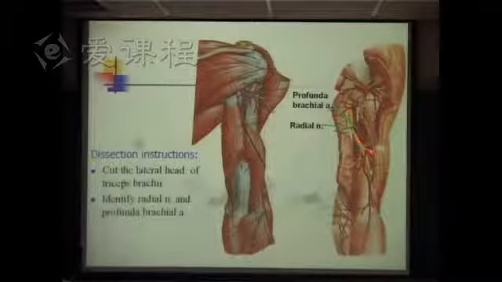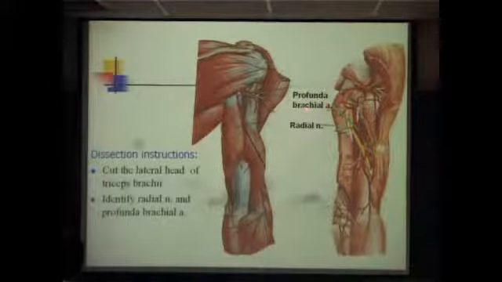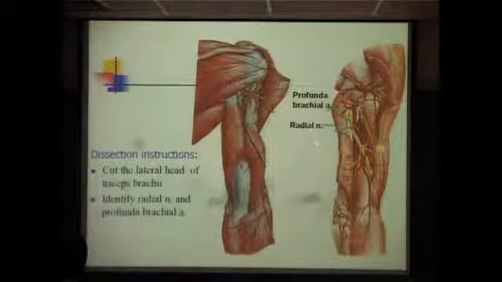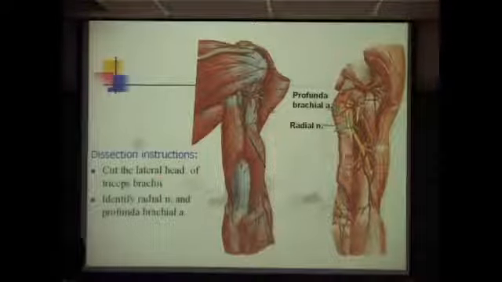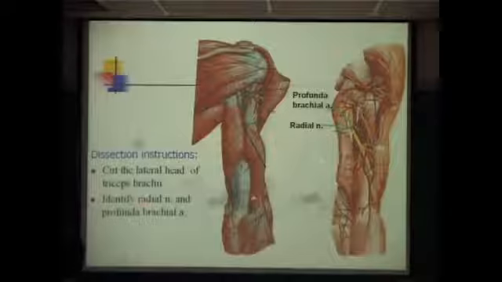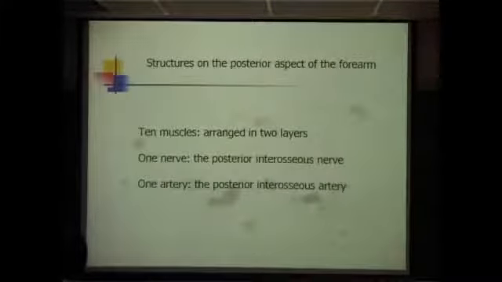You can find the structures deep to the lateral head of the triceps. You can see from here the profunda brachii artery and the radial nerve run deep to the lateral head of the triceps. Please identify the radial nerve and the profunda brachii artery.